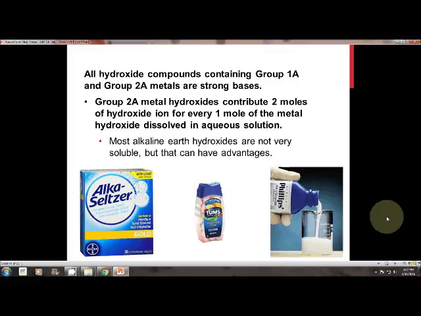Okay, alkaline earth metal hydroxides are not very soluble, but they can have advantages, usually medical advantages. Tums contains calcium hydroxide, and milk of magnesia is the picture on the right, and that contains magnesium hydroxide, and those are both good for when you have an upset stomach.